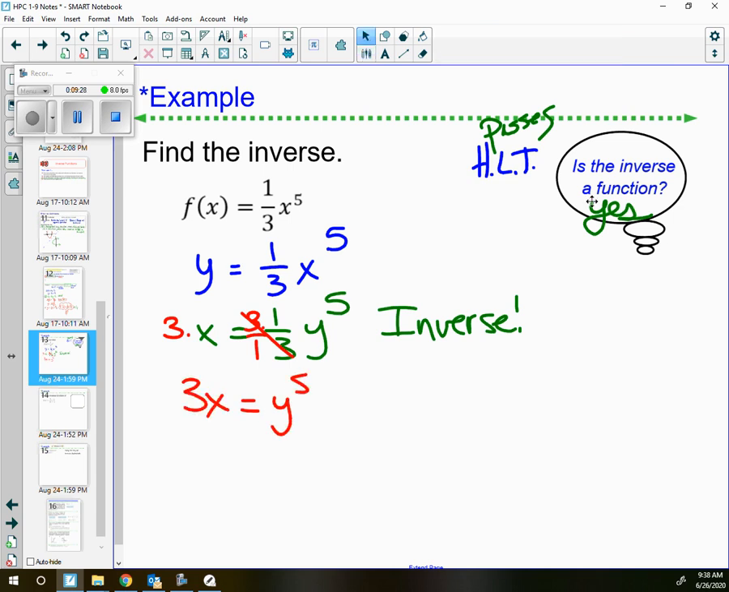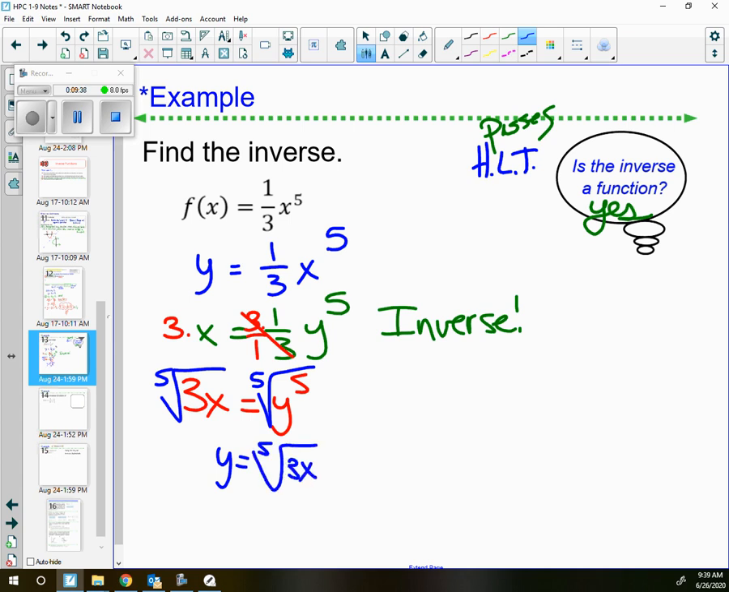What's the opposite of raising something to the fifth power? Well, it's the fifth root. So I'm going to take the fifth root on each side. So we get y equals the fifth root of 3 times x. Be very aware of where the radical is going to go. 3x is all on the inside of that. That's the argument on the inside, we call that. So we would switch up to our inverse notation here. f inverse of x is equal to the fifth root of 3x.